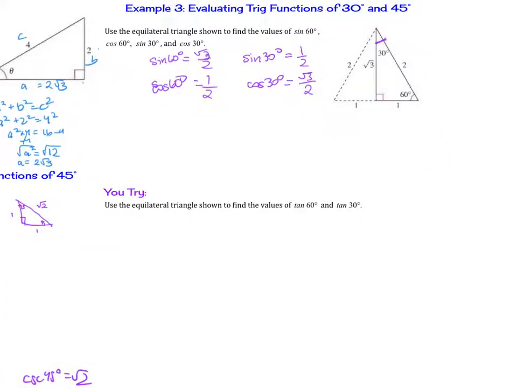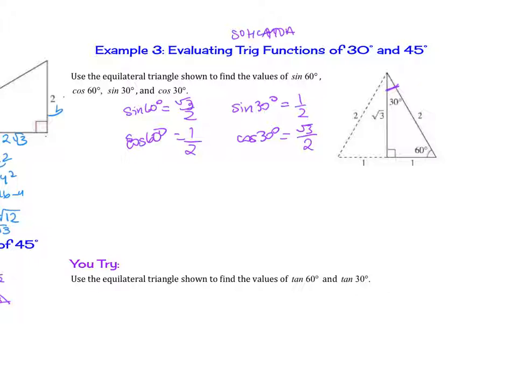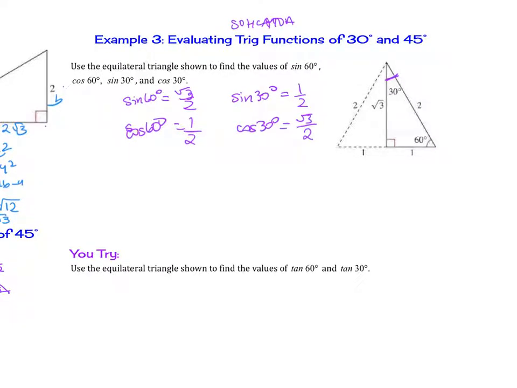Now go ahead and try this last example here. Find the values of tangent of 60 and tangent of 30 degrees. So tangent of 60 degrees, if we're looking down here, is opposite root 3 over adjacent, which is 1. So that's just square root of 3. Tangent of 30 degrees, so we're looking up here, is opposite 1 over square root of 3. Then to rationalize the denominator, you see that as root 3 over 3.